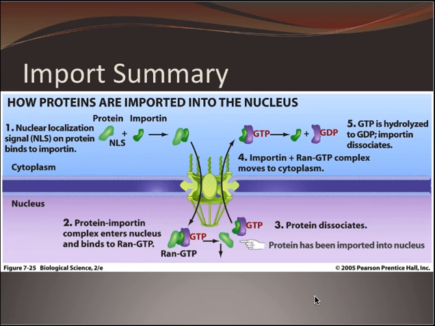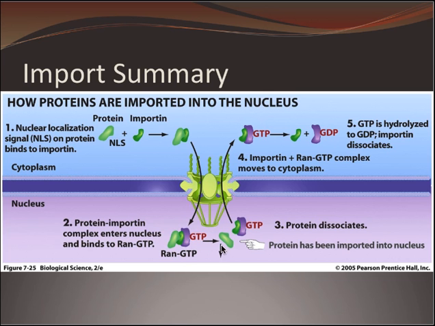Here's just a summary of the way proteins are imported into the nucleus. First, an NLS, or nuclear localization signal, is attached to the incoming protein. When they bind together, they will then enter through a nuclear pore structure, which is in the lighter green here, and coupled to this is a RAN-GTP molecule, which provides the energy necessary in order to facilitate this process.